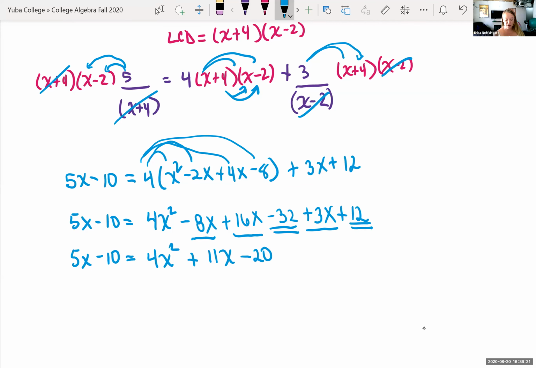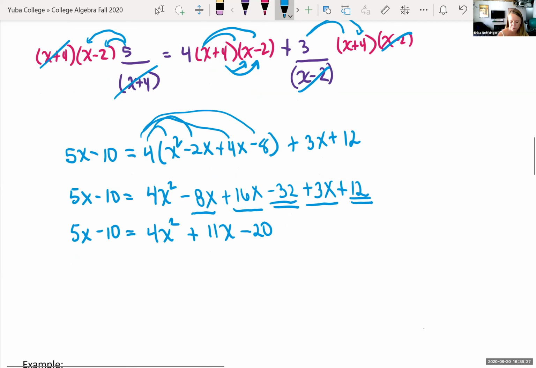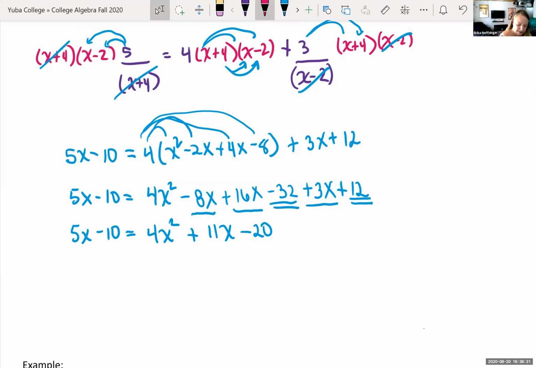So quadratic equations, you want to set equal to 0. And so let's subtract 5x and let's subtract 20. I'm sorry, let's add 10 to both sides. So we're going to subtract 5x and add 10. So we can get this set equal to 0.